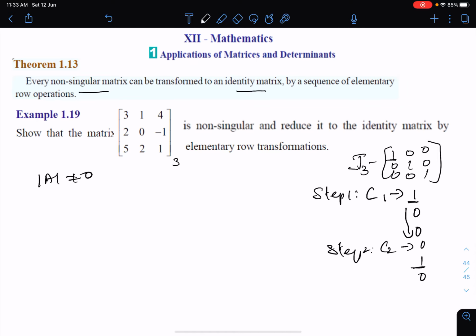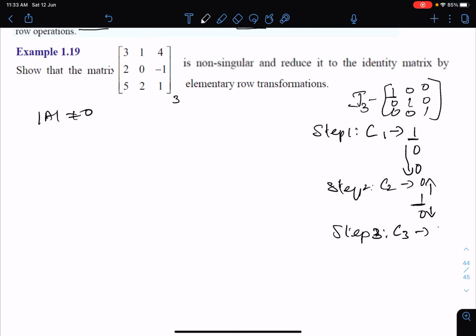So first you will make the middle term 1, and then the remaining two zeros up and down. Your step 3 is going to be our column 3. What is our column 3? Column 3 is 0 0 1. So first you bring the 1 at the bottom and then bring the zeros in the other two elements upwards. These 3 steps we are going to follow according to our row transformation using the elementary operations.